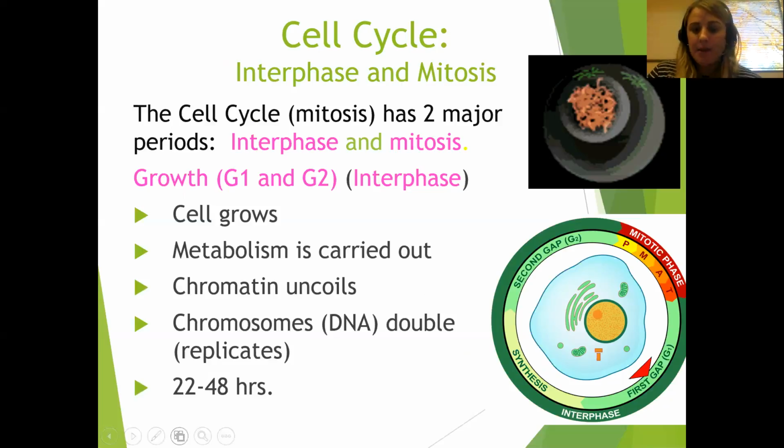A cell is going to spend most of its life in the interphase portion, okay? And this lasts about 28 to 48 hours. Some cells are going to divide much more quickly. So things like your skin have to reproduce much more quickly. And so their life cycle is actually going to be much shorter than, let's say, a neuron, okay?